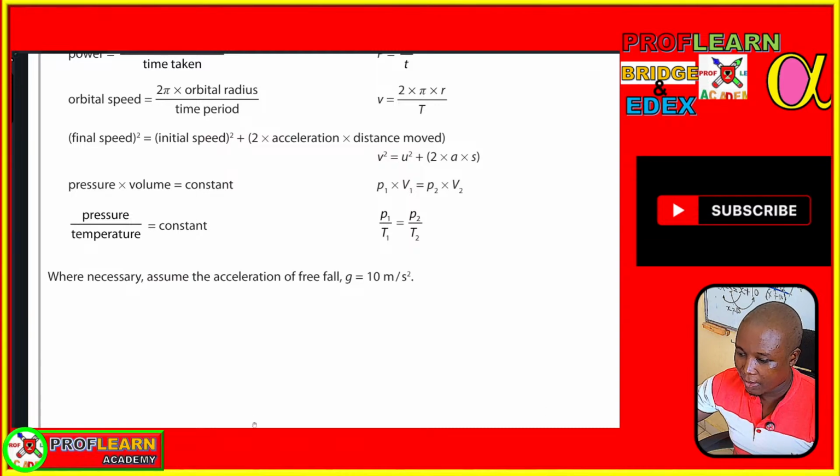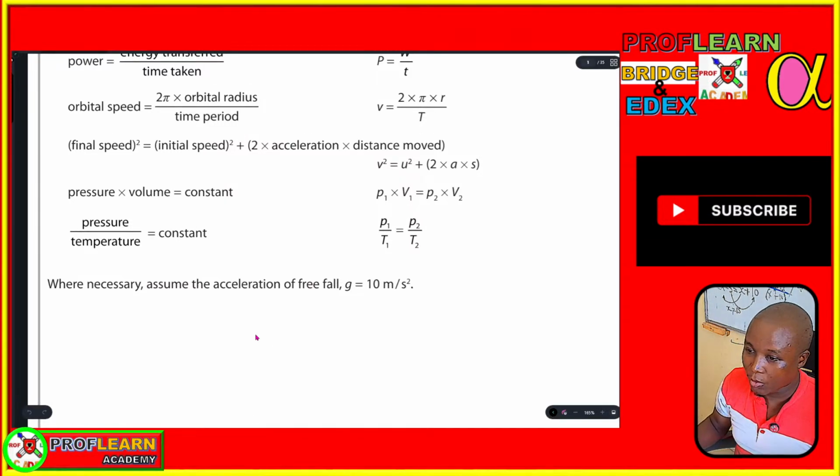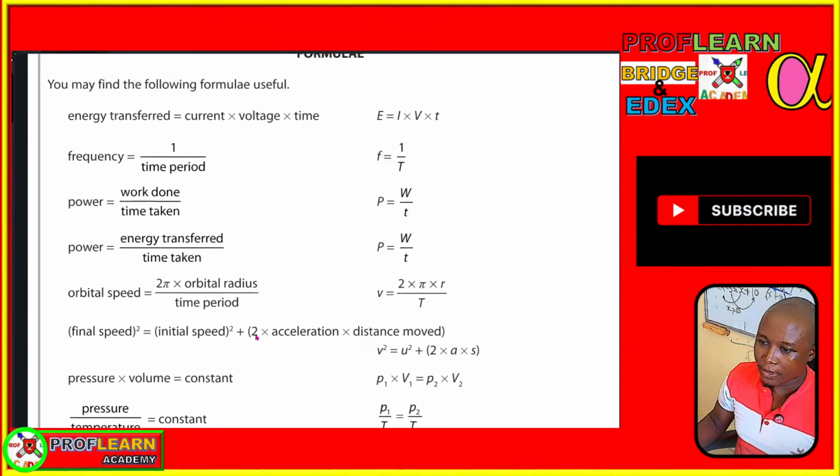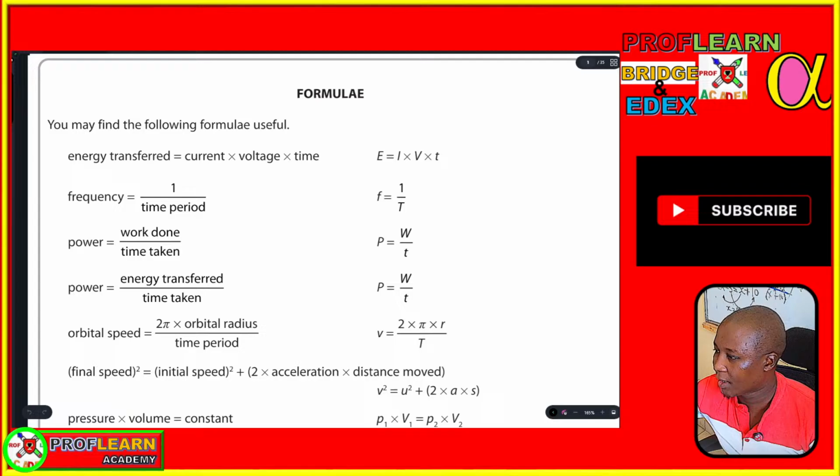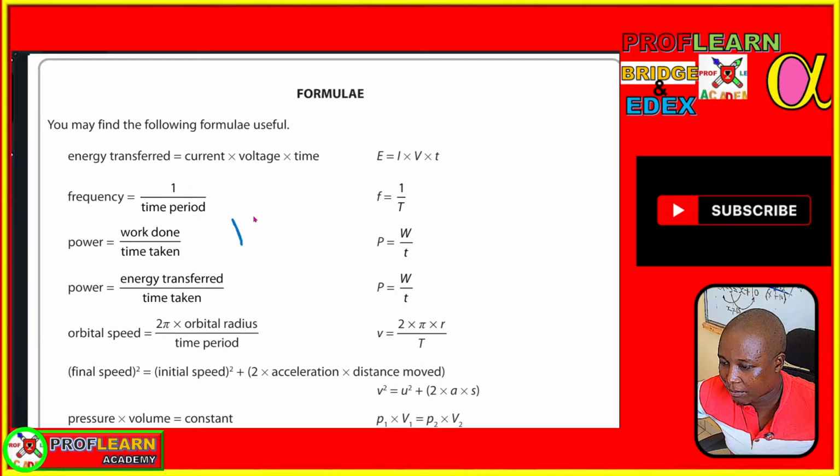All right, so basically I want to bring to your attention here, we are supposed to talk about physics year 11, that is IGCSE. So you can see I'm having one of the most recent past papers. This is IGCSE physics.